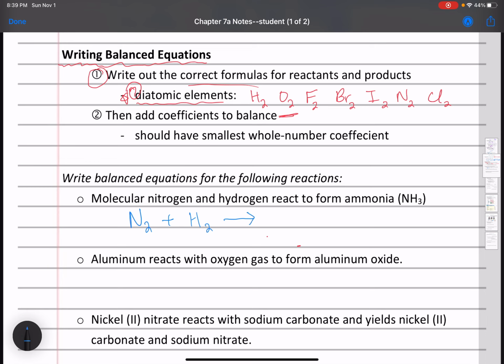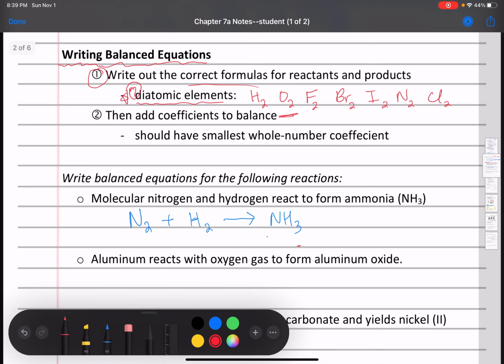React to form, so that's our reaction arrow. And our product is ammonia. All right, so now we've written out the equation. We have all of the compounds and elements written correctly. Now we need to balance it. And to balance it, we need to add coefficients. So we're going to add a coefficient in front.